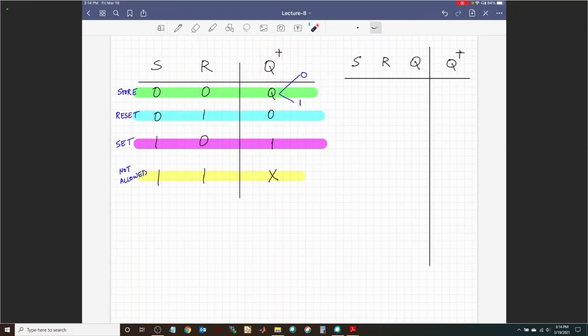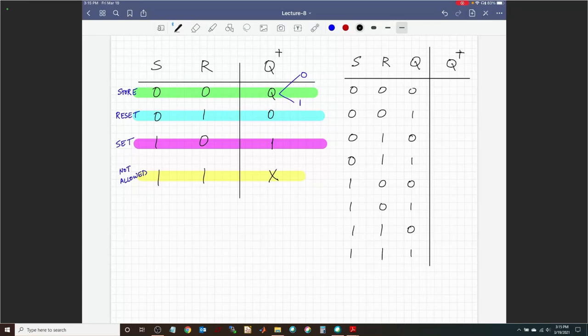Now, can I transition this next state table into a little bit more detailed characteristic table? So what I'm really doing is I have the output Q, which can be either a zero or a one. So let me capture both those possibilities by looking at Q, my old output, as an input. So my truth table over here is going to be zeros, one, zero, one, zero, one, zero, one, and zero, one.